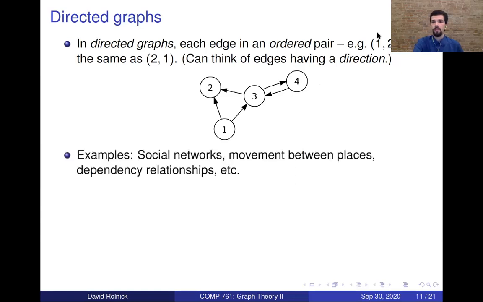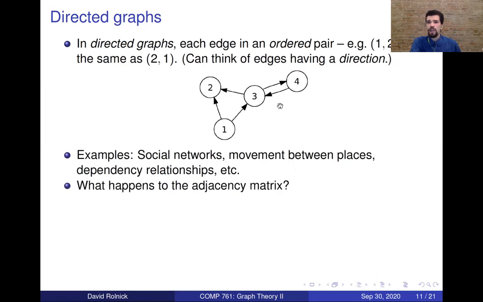Okay. Some examples of why you might use directed graphs. In social networks, for example, friending someone is not symmetric, or movement between places, indicating that there is flow going from this place to this place, and it's directed. Dependency relationships, or things like predator-prey relationships and so on. Directed graphs are important. So what happens to the adjacency matrix?